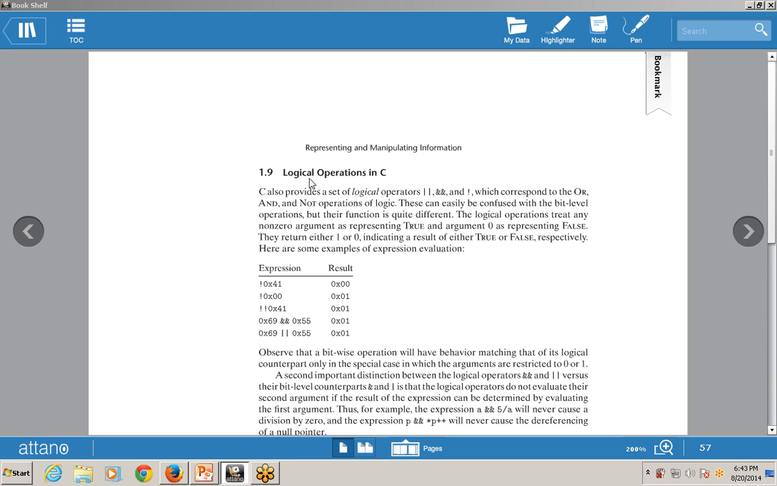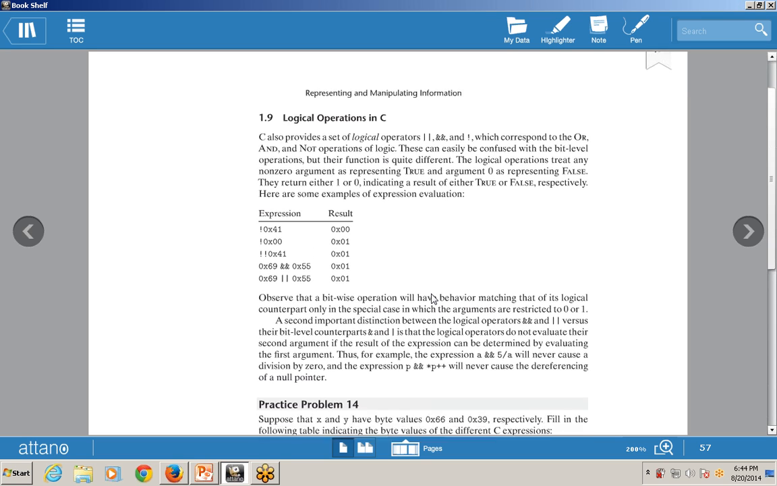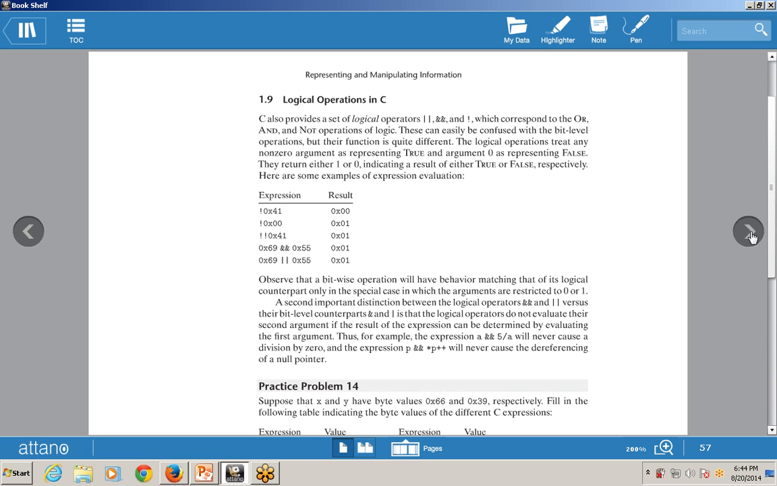Then 1.9 is logical operations in C. In the same way, there are some logical operators in C that are denoted by these signs: AND, OR, and NOT. This is the AND sign, with two ampersands for logical AND. There is a NOT sign, which corresponds to the OR and NOT operations of logic. So keep in mind that these are the multiple logical operations in C.